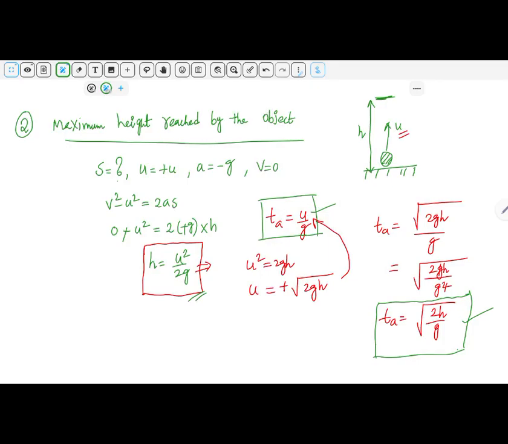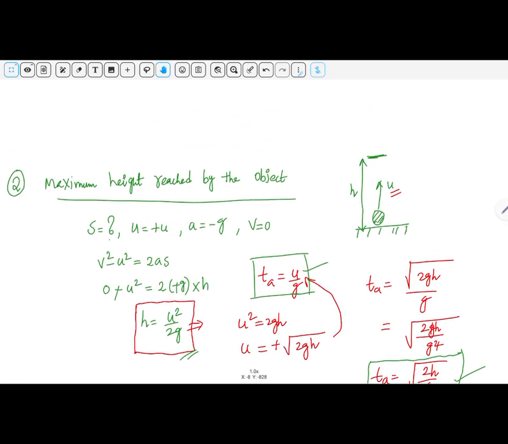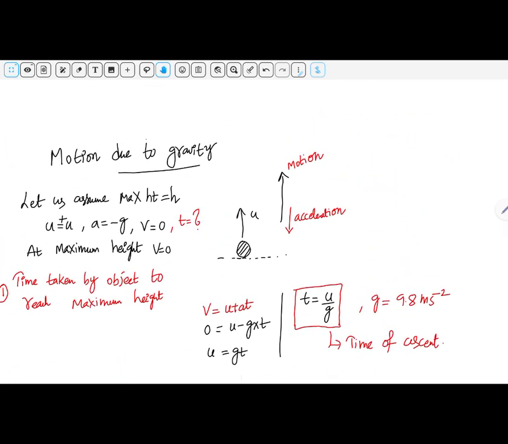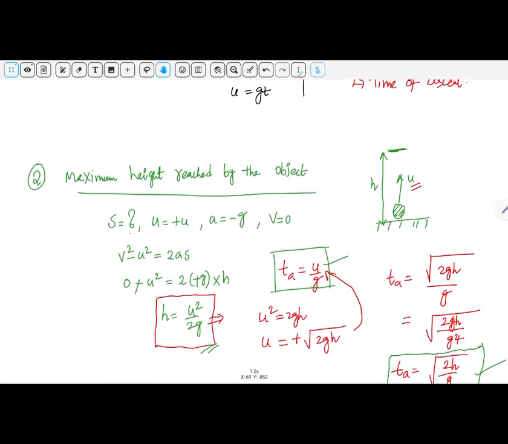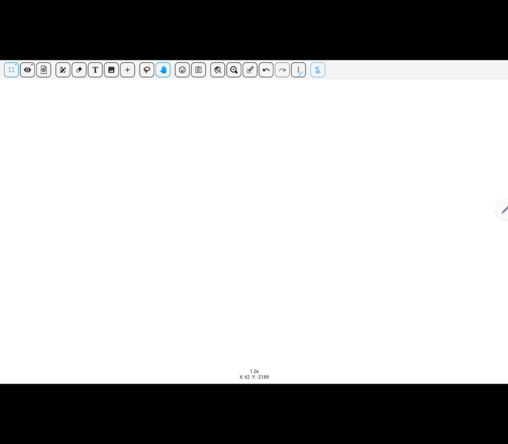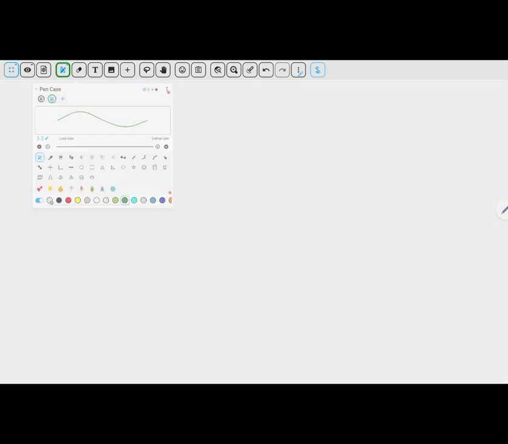Hi everyone. In the previous two videos, we have understood how to find the maximum height reached by the object and how to find the time taken by the object to reach the maximum height when it is thrown vertically upwards with some initial velocity u. Now, in this video, we'll try to find another thing for this particular situation. So let me find it.